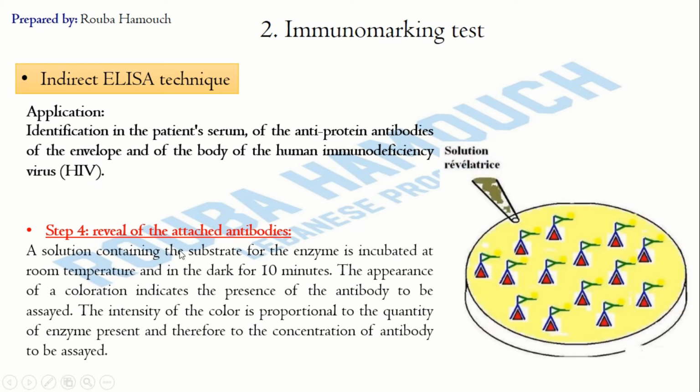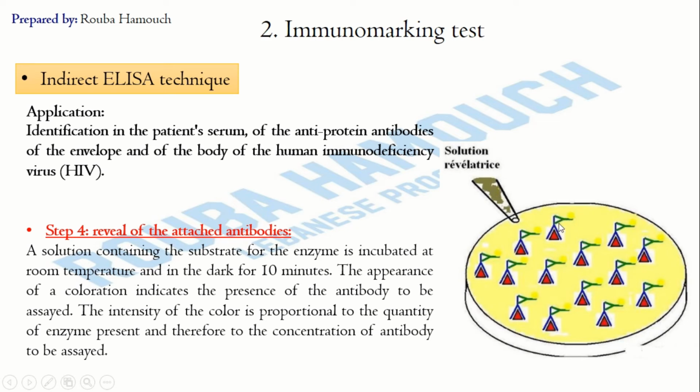A solution containing the substrate for the enzyme is incubated at room temperature and in the dark for 10 minutes. So we add the substrate of the enzyme. If the secondary antibody is found in this solution after wash, the enzyme will transform the substrate into a colored product. We have a yellow color that appears. This yellow color indicates that the secondary antibody is present since the enzyme was able to transform the substrate.